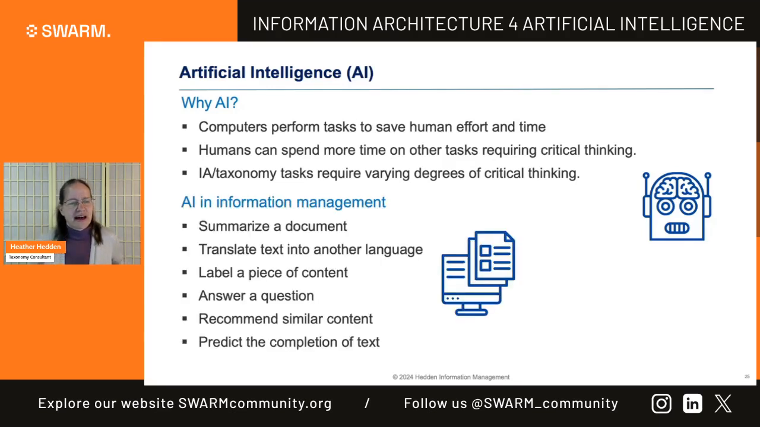What can AI do in information management? Well, summarize a document, translate text into another language, label a piece of content, answer a question, recommend similar content, or predict the completion of a task. There may be more, but this is particularly in the area of information management. And I'm going to address these, particularly these, answer a question, recommend similar content, or predict the completion of a task.